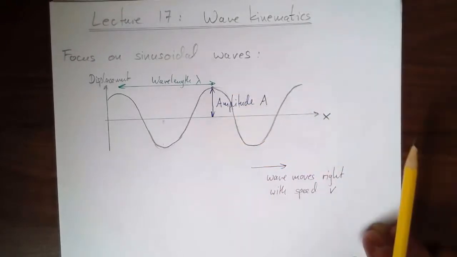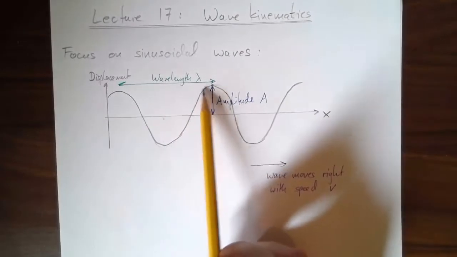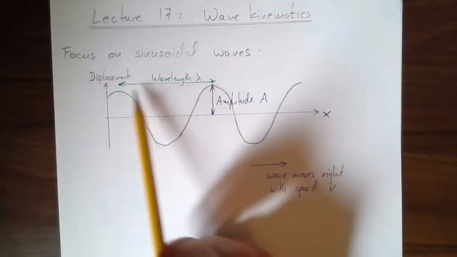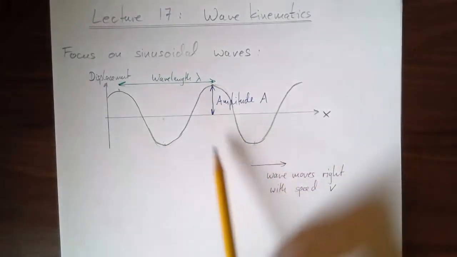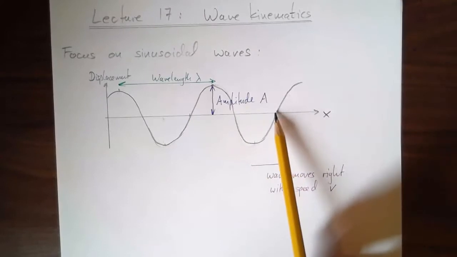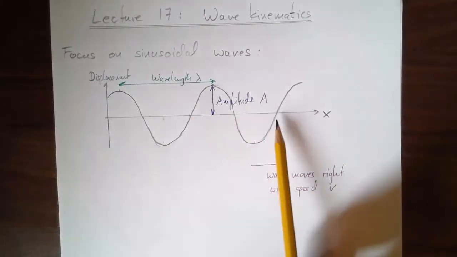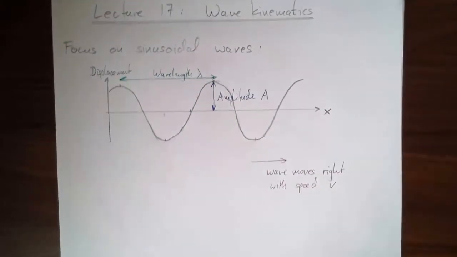It's half of that. The second thing I can talk about is the wavelength, and that is literally the distance from one peak to the next, or from one trough to the next, or from this point here, halfway going up, to the next time this point happens. So over here. That's what we mean by the wavelength.